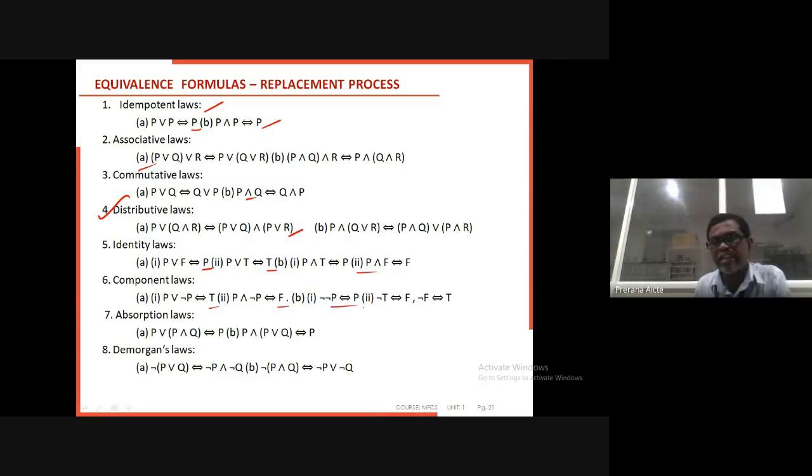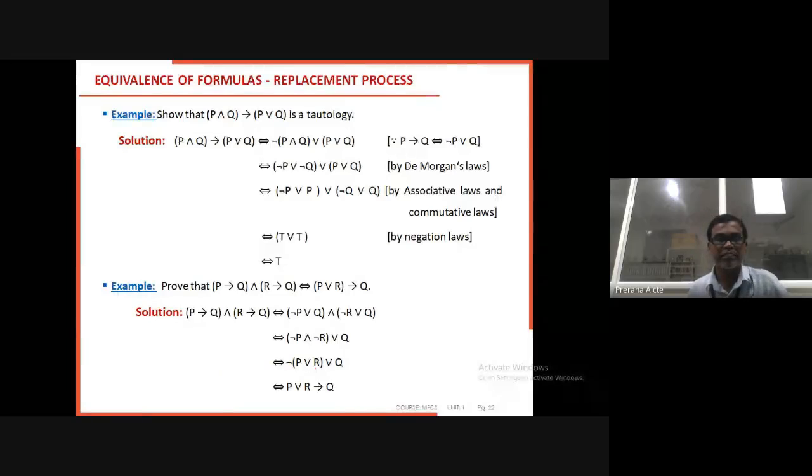Double negation results in the normal P. And absorption law, again important: P or P and Q becomes P, and P and P or Q becomes P. De Morgan's law is also very important: negation of P or Q equals negation P and negation Q, and negation of P and Q equals negation P or negation Q. If you have OR here, it becomes AND, and if you have AND here, it becomes OR. And I can consider just two small problem examples. So let us see here.